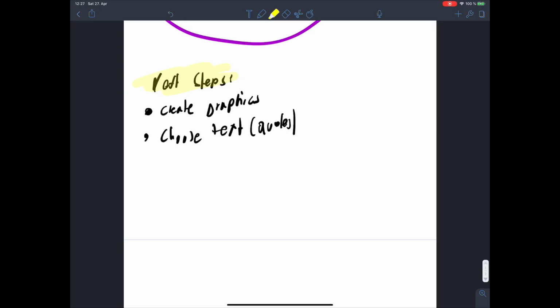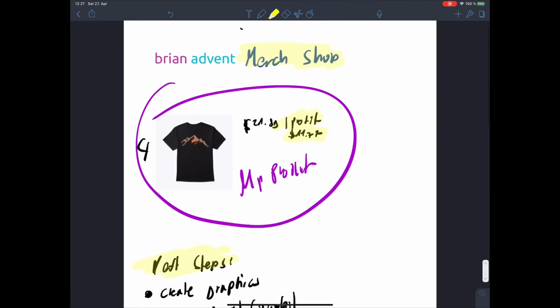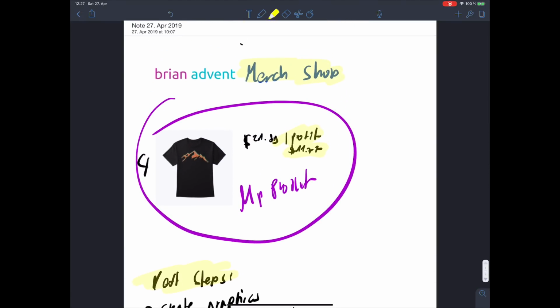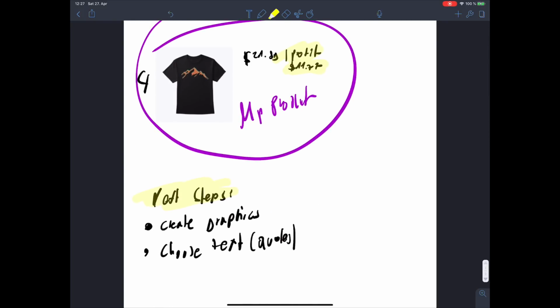Let me know if you have any more ideas. Let me know what you think about this project, about selling merch. Would you be interested in buying something like that? Do you think we can continue working on iPad in the next step, creating the graphics for my t-shirt? I'd love to hear your thoughts. Add them in the comments below.